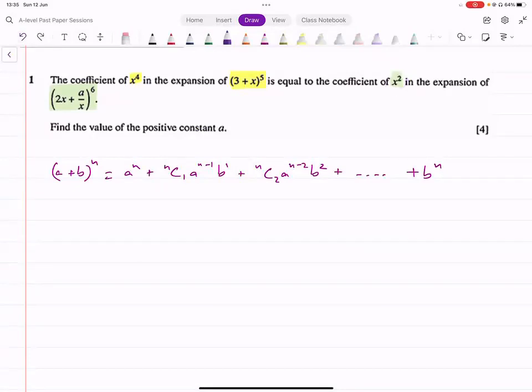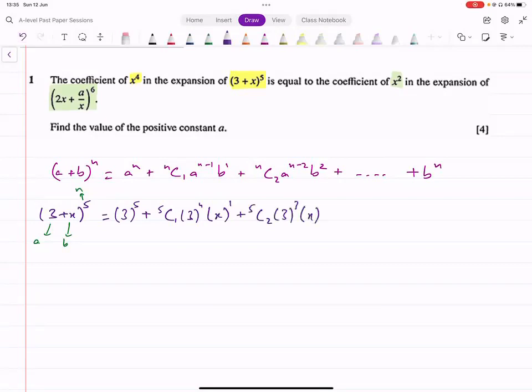Let's do that. So we've got (3 plus x) whole raised to power 5 first. Now, 3 is supposed to be a here, x is supposed to be b here in the formula, and 5 is your n. So let's just input values in the formula. What do we get from this? We have 3 raised to power 5 plus 5C1 into 3 raised to power 4 into x raised to power 1. And then you have 5C2 into 3 raised to power 3 into x raised to power 2.